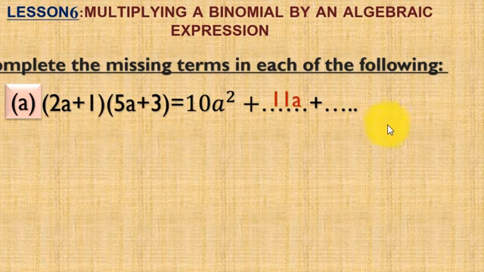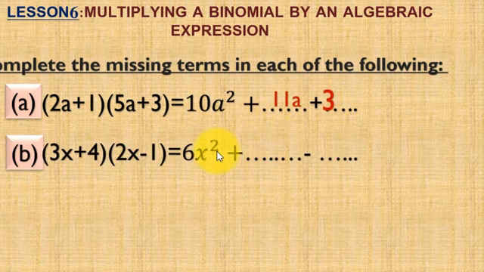What about the third term? We multiply 1 by 3 to get 3. So the result is 10a power 2 plus 11a plus 3. What about the second one? When we multiply 3x plus 4 by 2x minus 1, 3x times 2x equals 6x power 2.